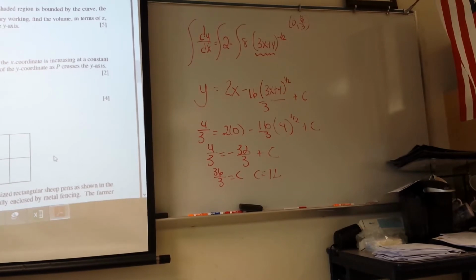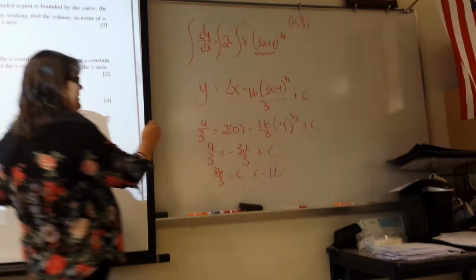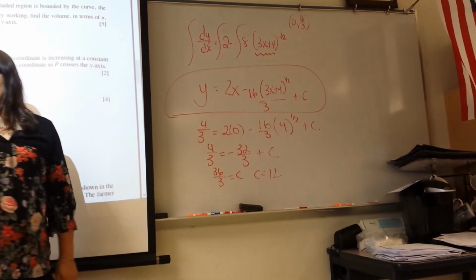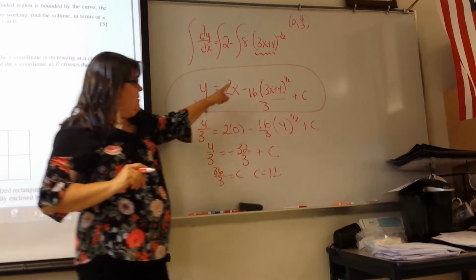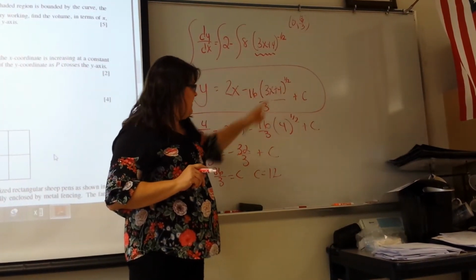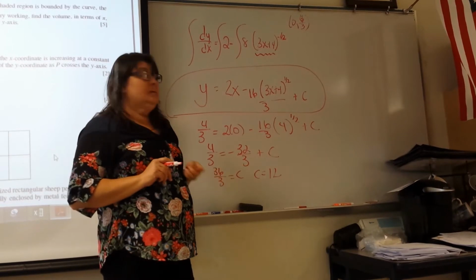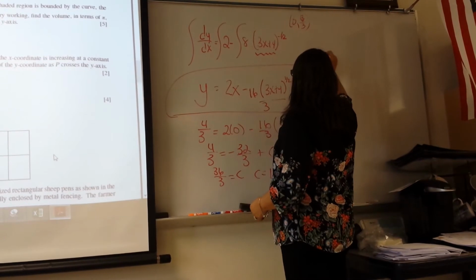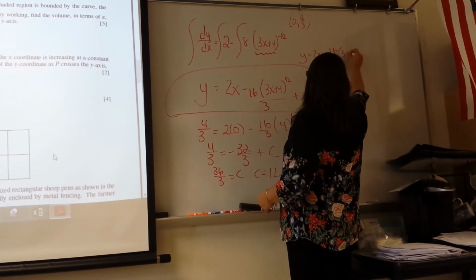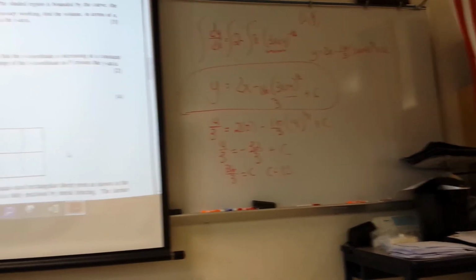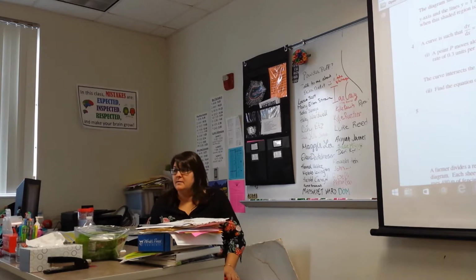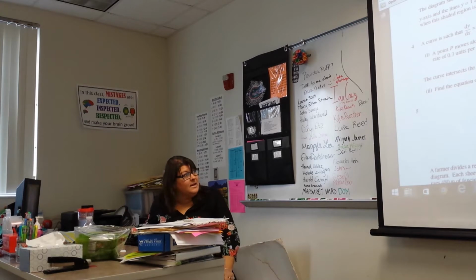So they're looking for the actual equation of the curve. The best place to put it is right here. You make it look pretty. y equals 2x minus 16/3 times (3x plus 4) to the 1/2, plus 12. Is everybody good? In this vast world of math, you have seen every single one of these top 4 questions, right? They're not something you feel like you've never seen.